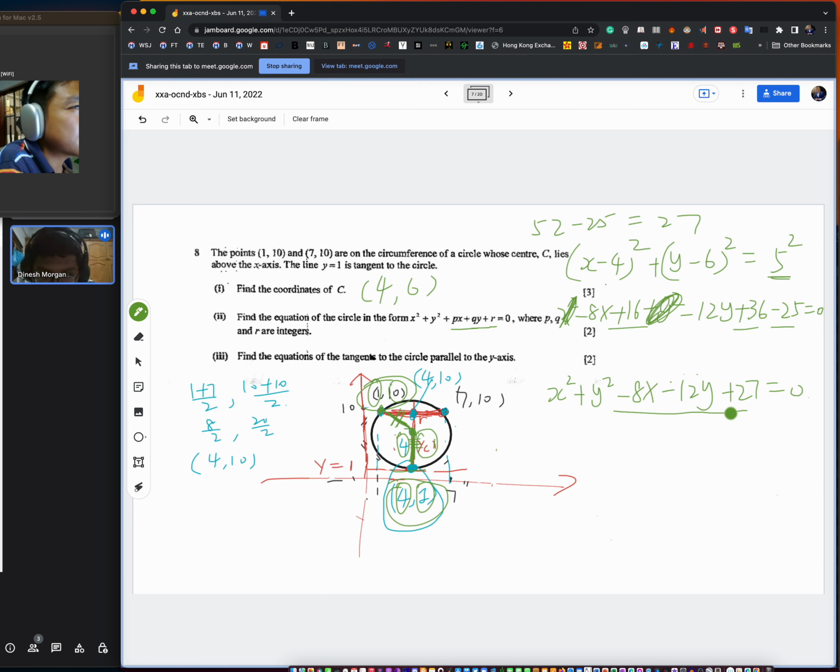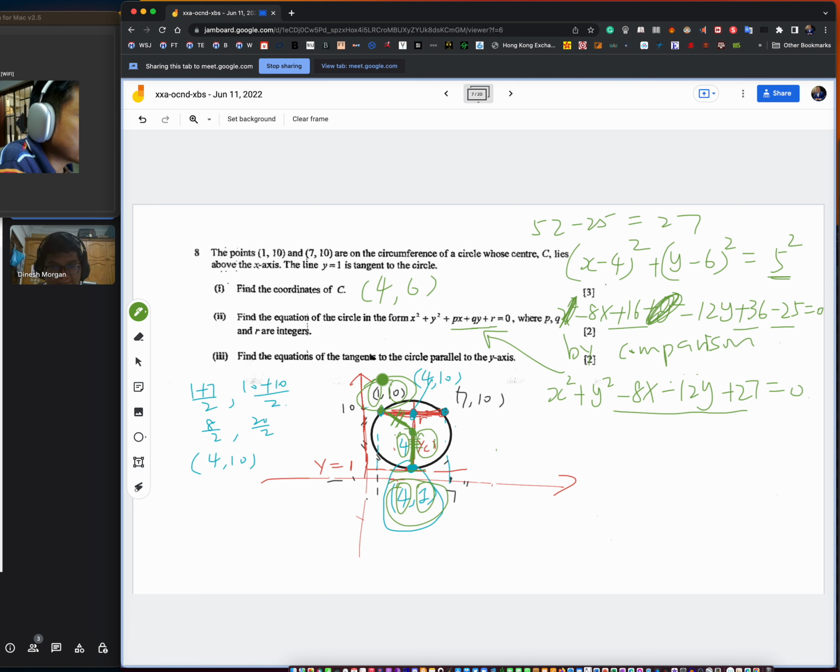Because just now you talked about completing square. I have not done completing square here. Did I? No, right? Just by comparison. Actually, completing square is also by comparison. Let me show you after this.